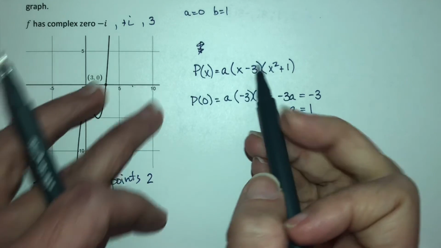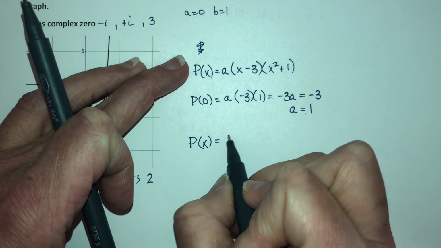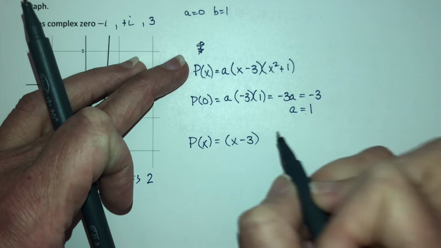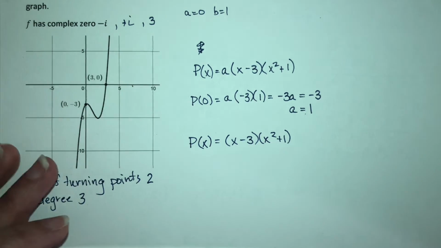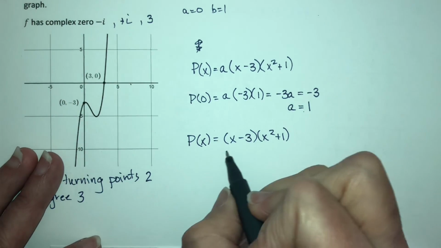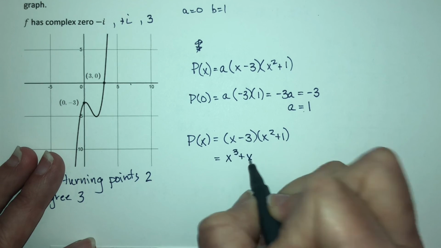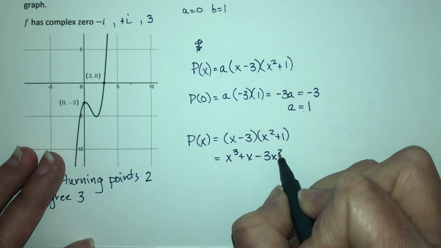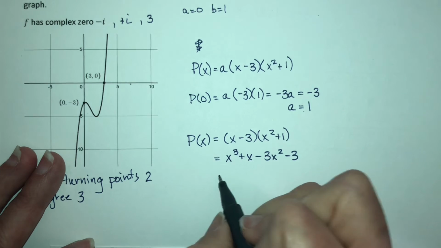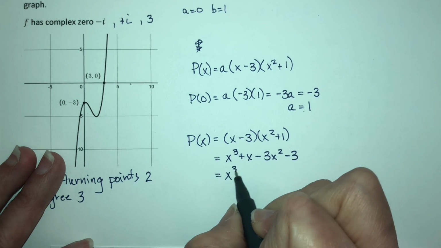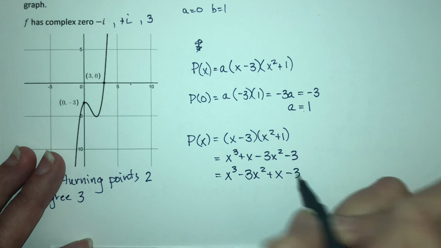So now I can simplify up here using what we know now. And this is x minus 3 times x squared plus 1. And they want you to multiply this one completely out. So let's distribute and get x cubed plus x minus 3x squared minus 3. And then generally they want you to write it in descending power order. So rearrange those two middle terms. And there you go.